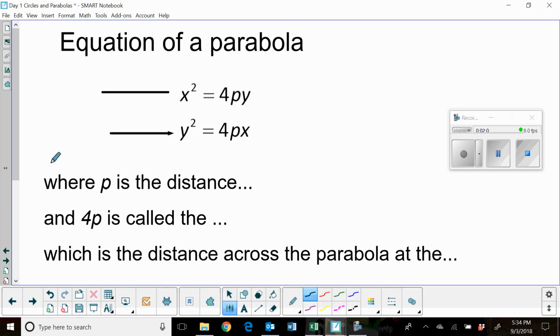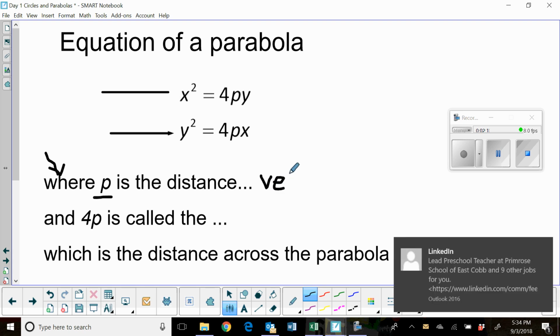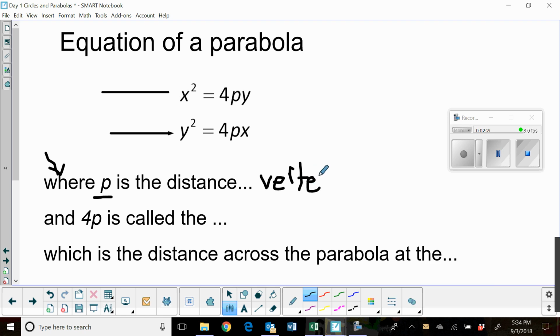Now, a couple key points. P is the distance from the vertex to what we call the focus. So, vertex to the focus. I'm not very good at writing with the smart board here, it's been a while since I've done it because I'm literally doing it with a mouse. Okay, the focus is that point. So it's the distance from the vertex to the focus.